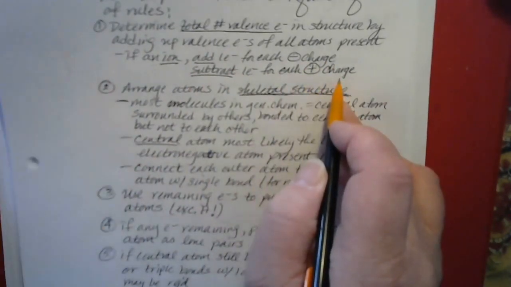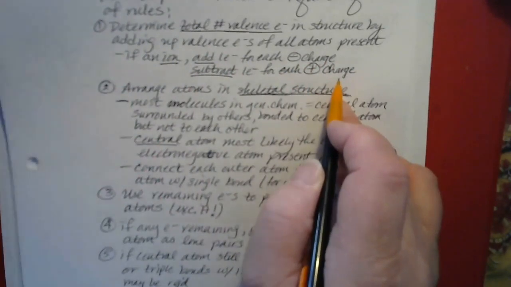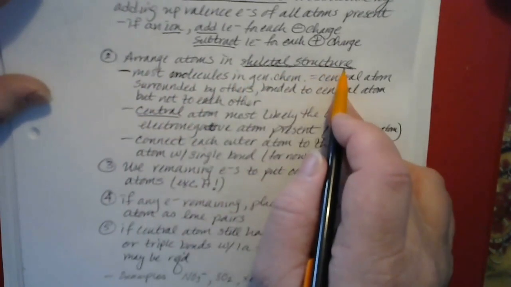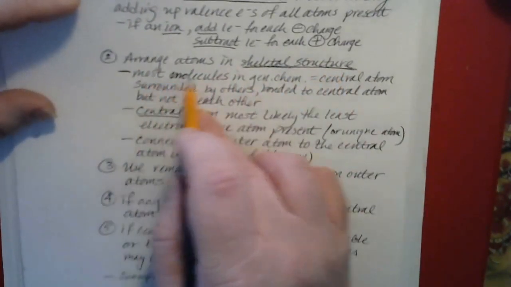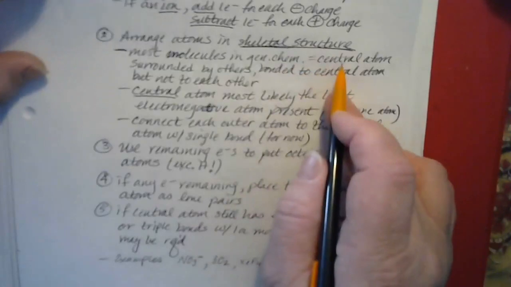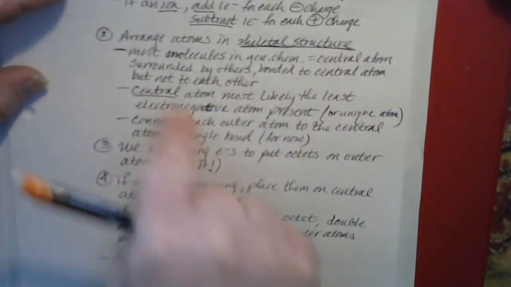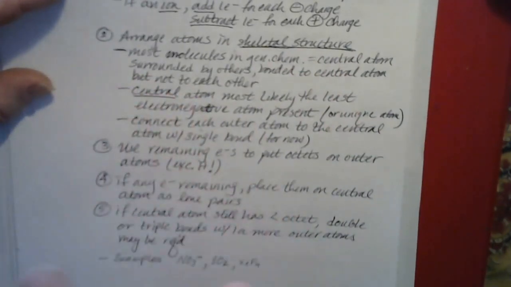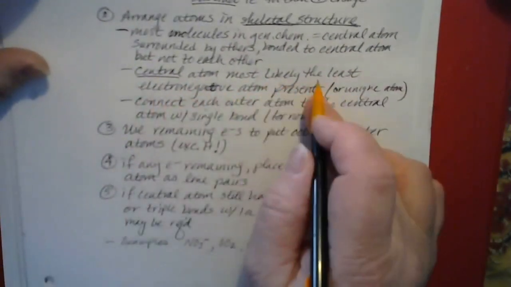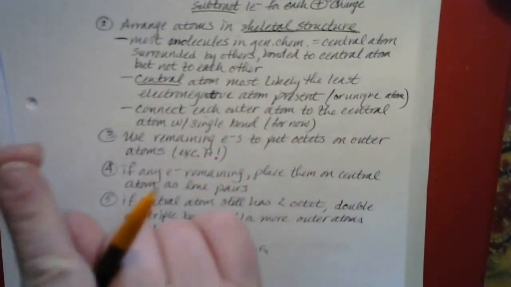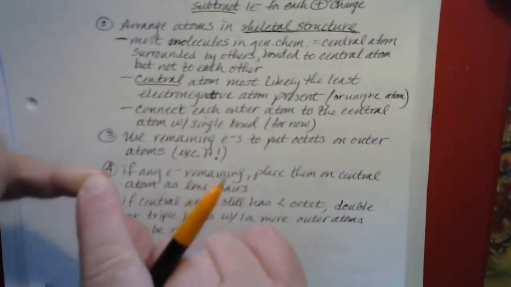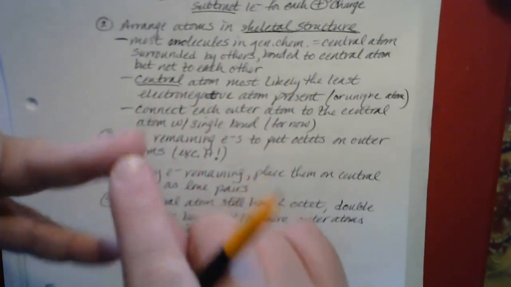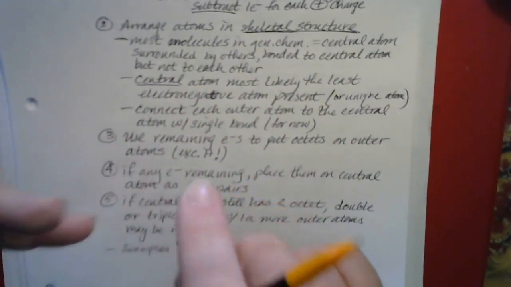So if the charge is +2, you would subtract 2 electrons. Then you arrange the atoms in what's known as the skeletal structure. And as I said, most molecules that we encounter in this class will have the central atom surrounded by other atoms bonded to the central atom, but not bonded to each other. The central atom will most likely be either the least electronegative element in the molecule or the unique element in the molecule. That is the element that you've only got one of in the molecule.